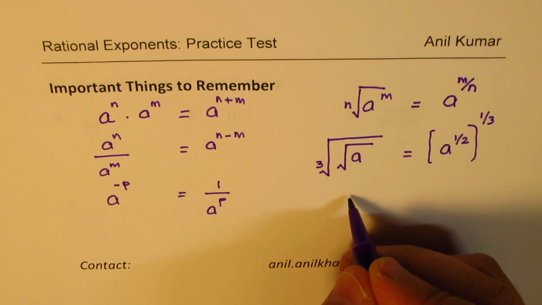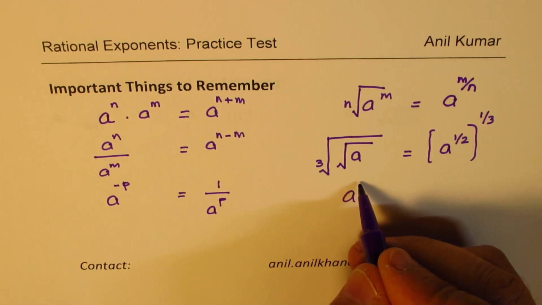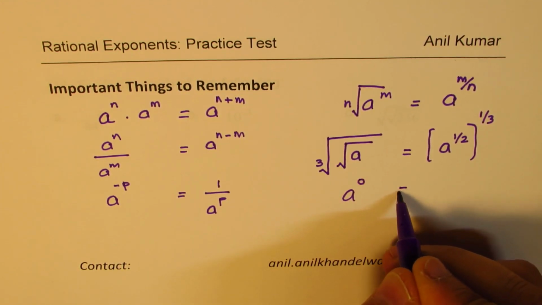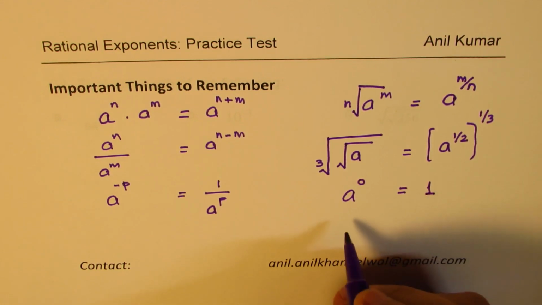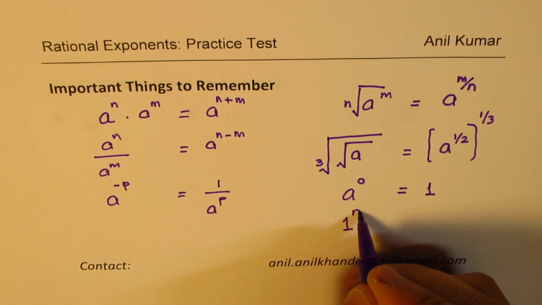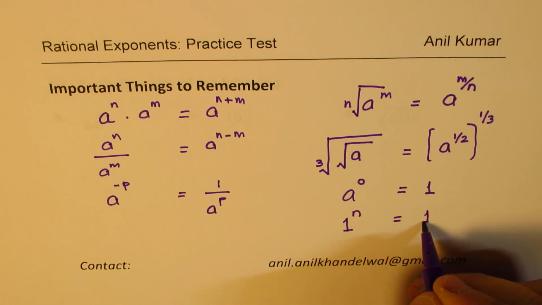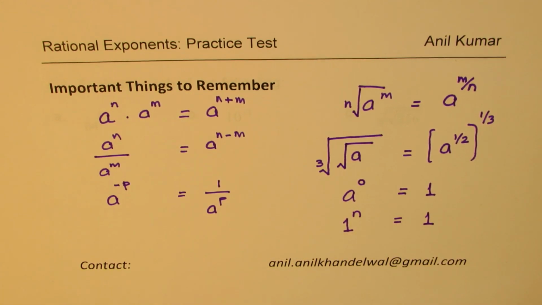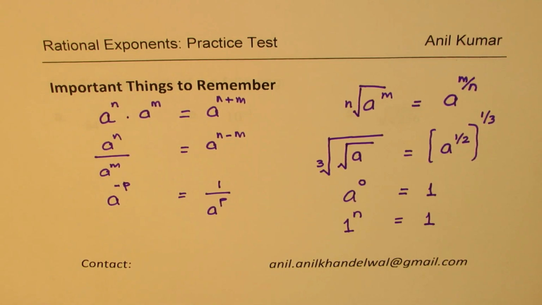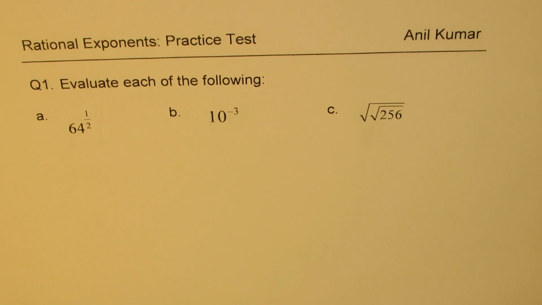Most important to remember is that a to the power of 0 is just 1, and 1 to the power of n will also be just 1. These are very important things to remember, and then it will be easier for you to take up this test. I hope with these concepts absolutely clear, let's begin with our test paper. We should be able to do most of the questions with ease. So let's begin our test practice.